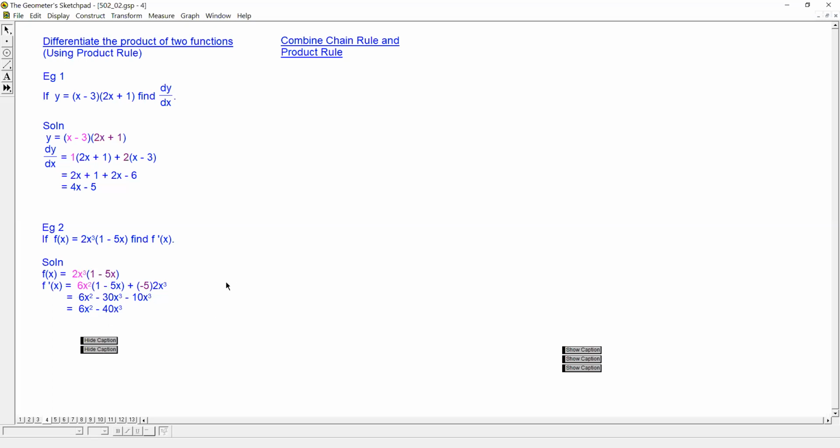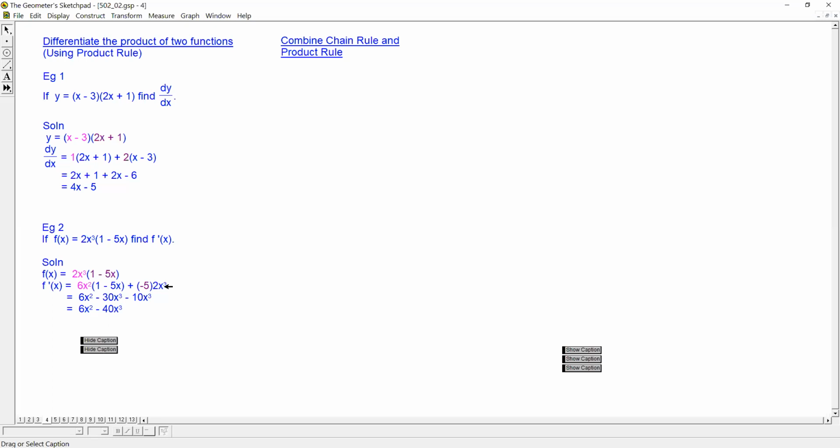So I differentiate the pink color. The purple color, I just copy 1 minus 5x. Then the sign is plus. Now just now I differentiated the pink color, now I differentiate the purple color. Differentiate the purple color, 1 becomes 0, negative 5x becomes negative 5. So I'm only left with negative 5. Then the other function, 2x cubed, I just keep, don't do anything. Just copy down the 2x cubed. Okay, so the differentiation part is completed.